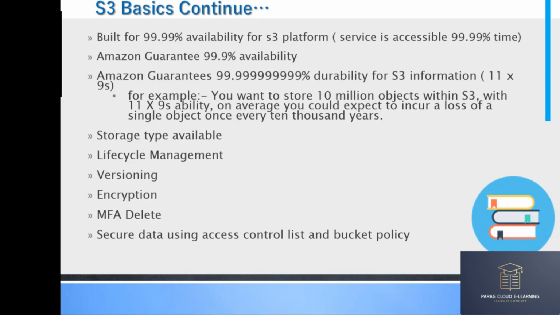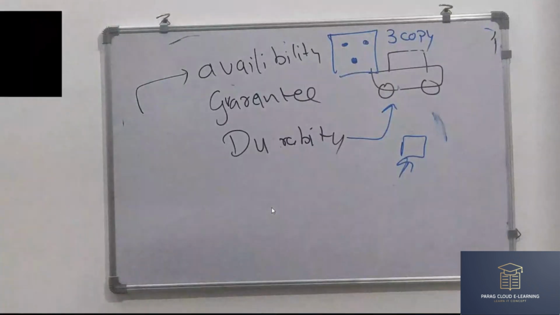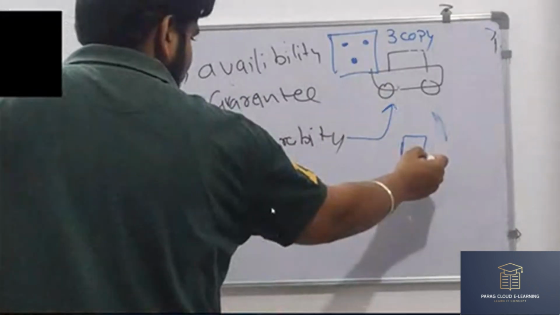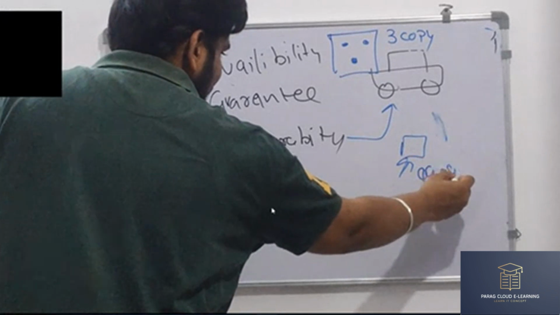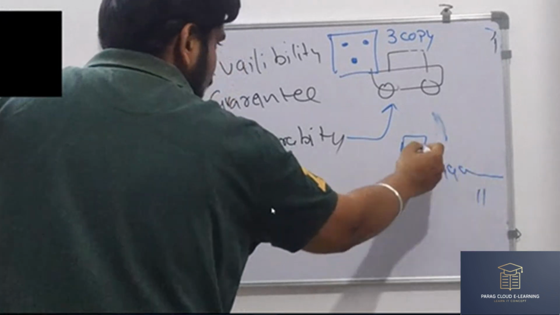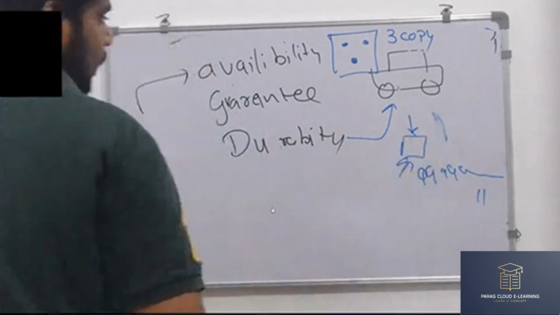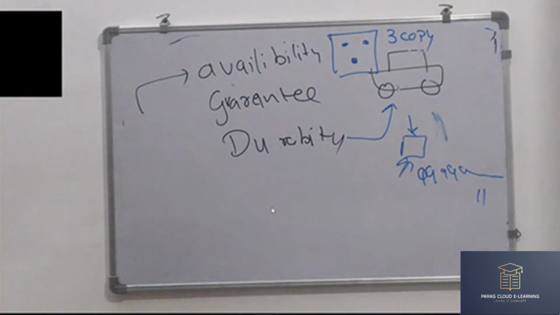Third point, Amazon guarantees 99.9999999 percentage durability of your S3 information. Means if you have uploaded a document, it is 99.99999 nines. Okay, your data will be same as you have uploaded. Your data will be not going to get deleted. It is not going to get corrupted. आपके डेटा को कुछ भी नहीं होगा.